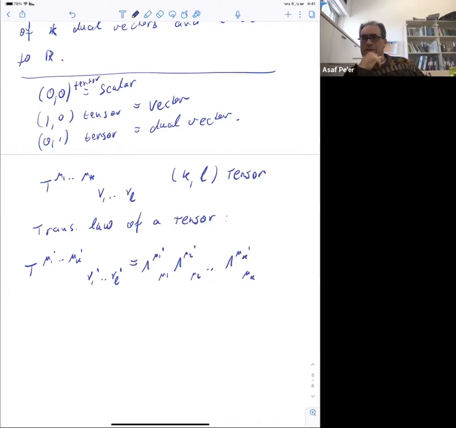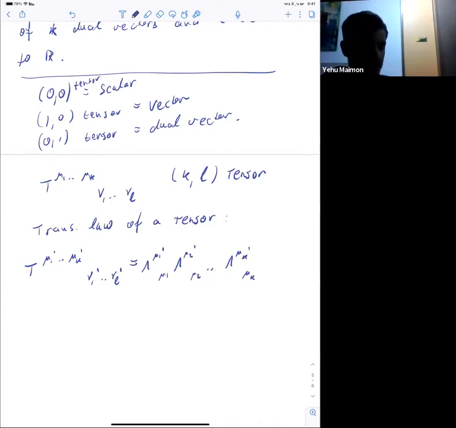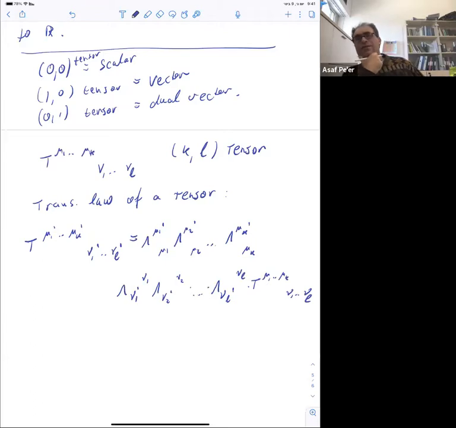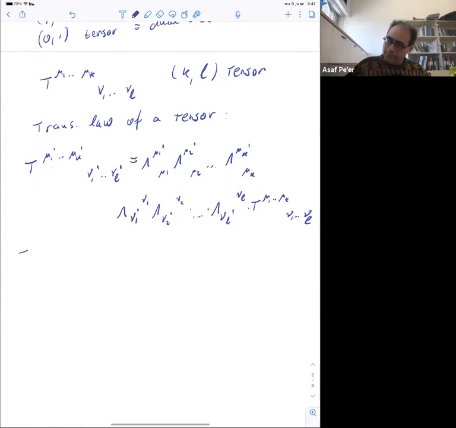What about now? You make the inverse one? Exactly, I'm going to use the inverse transformation. So it's going to be lambda mu1 prime mu1, lambda mu2 prime mu2, lambda mu L prime mu L times T mu1 mu k mu1 mu L. So each upper index gets transformed like a vector, and each lower index gets transformed like a covector or a dual vector.